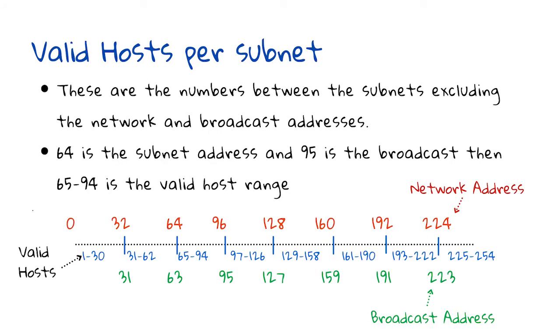The last question is, what are the valid hosts? These are the numbers between the network and broadcast address. So in our example, 0 is the subnet address, 31 is the broadcast. So 1 to 30 are the valid hosts in that particular range. All these concepts will become clearer when we look at examples.